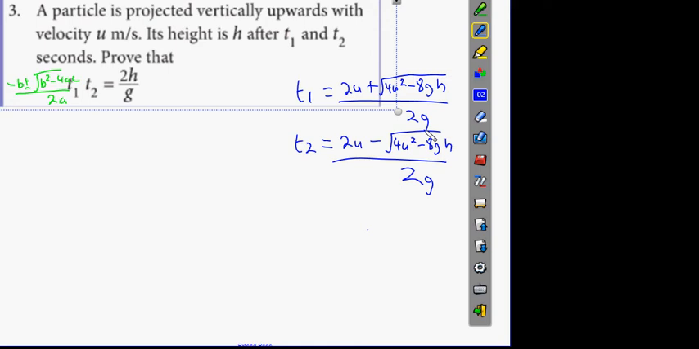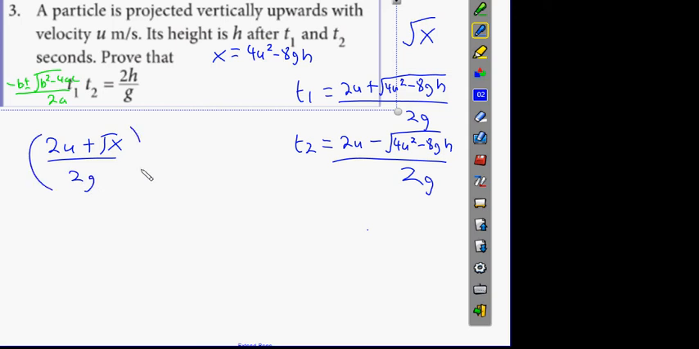To make things a lot easier, I'm going to call this root x. Does everybody understand that x is going to be 4u squared minus 8gh? Is everybody happy with that? I just want to shorten the whole thing down, it looks absolutely horrible. So what I'm going to do is this. It's going to be 2u plus root x all over 2g, and then it's going to be 2u minus root x all over 2g.